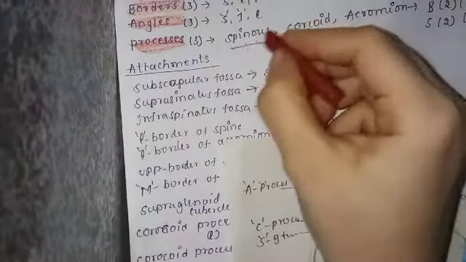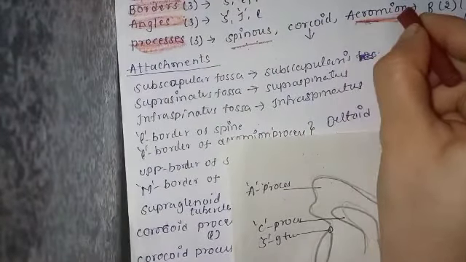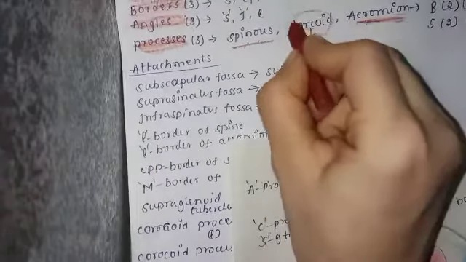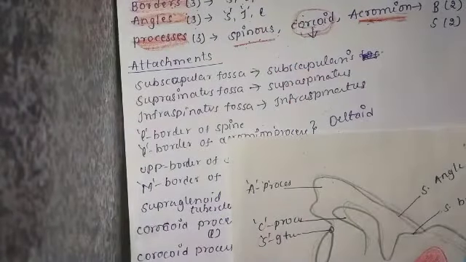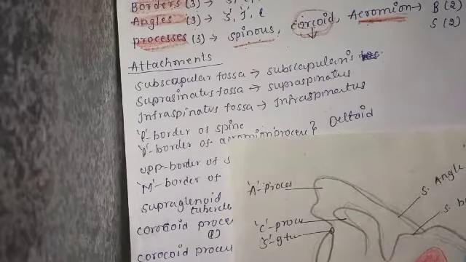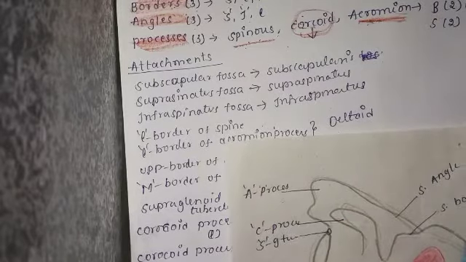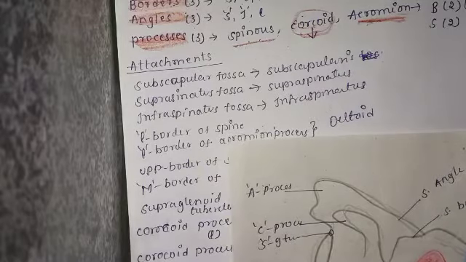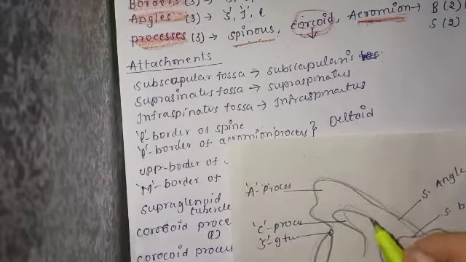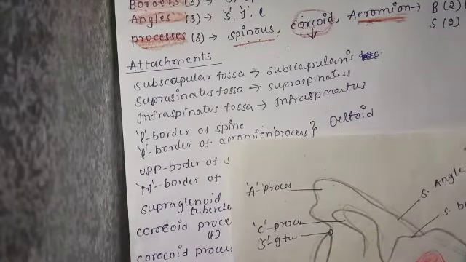As we have completed the attachment of the spinous and the acromion process, now the coracoid process. This is the coracoid process now. At the coracoid process we can mainly see the attachment of the biceps muscle. Biceps means it has two heads. The short head takes origin here.